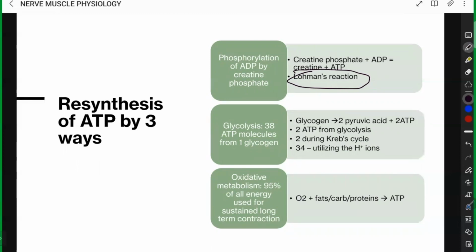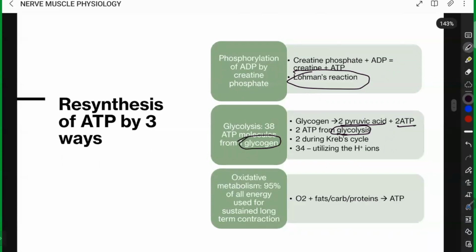38 ATP molecules can be given from one glycogen. Glycogen converts into 2 pyruvic acid and 2 ATP. The 2 ATP occur from glycolysis. Then what happens? These 2 pyruvic acid again go to the Krebs cycle. In the Krebs cycle, 16 into 2, 34 ATP you are going to get.